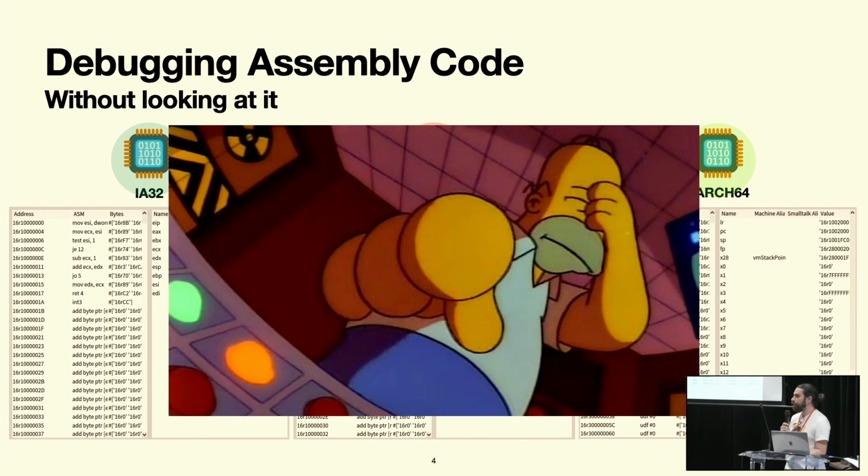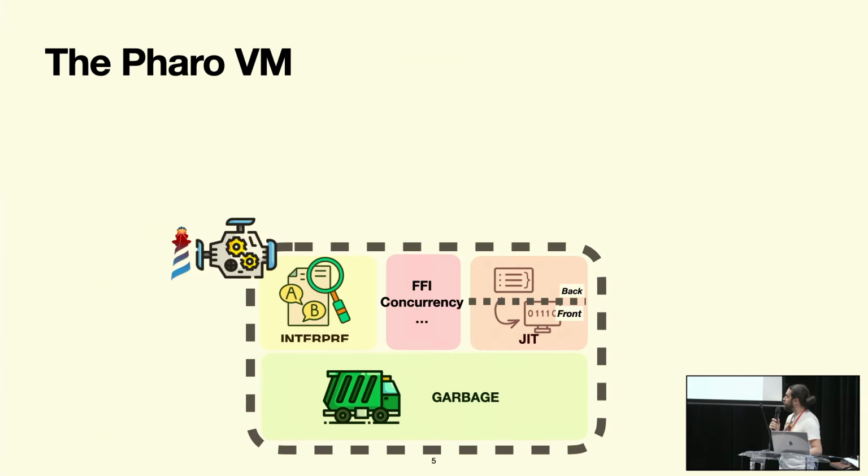For that, before going into the assembly code, I'm going to give you a quick overview of the context, so why I'm debugging this JIT compiler. The Pharo VM, grosso modo, has several components. One of the ones that are interesting for us today is the interpreter. It's not readable, so I will change that before giving people the slides. We have a JIT compiler, FFI, concurrency, a garbage collector.